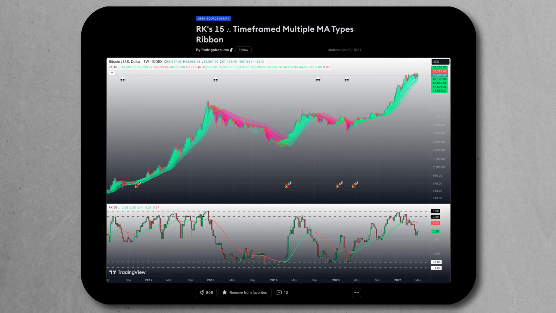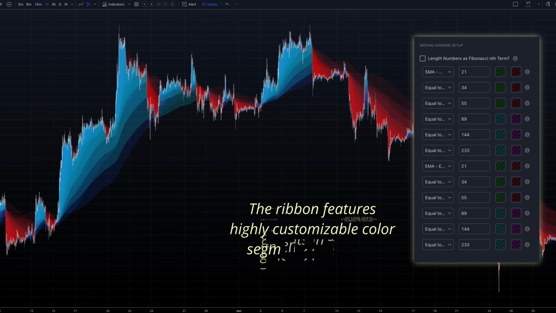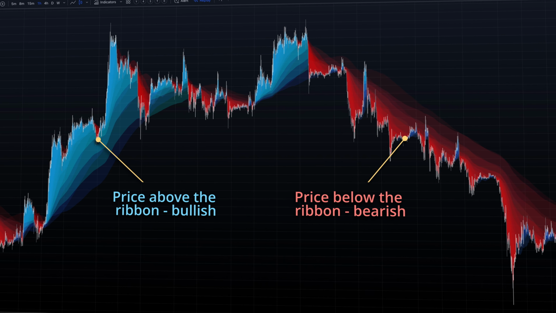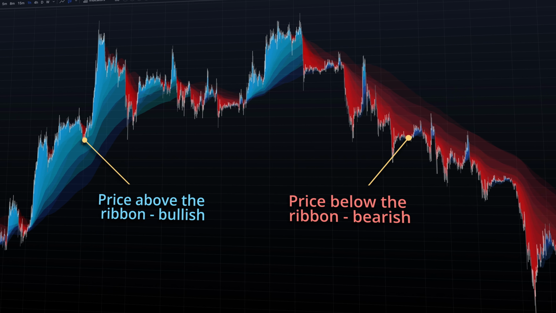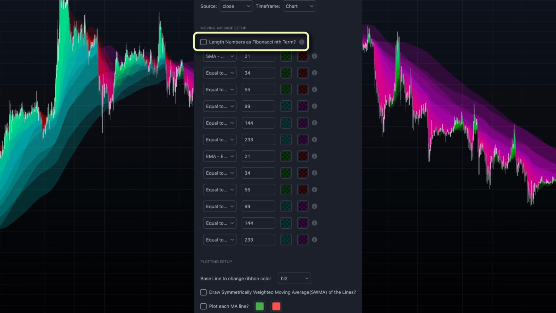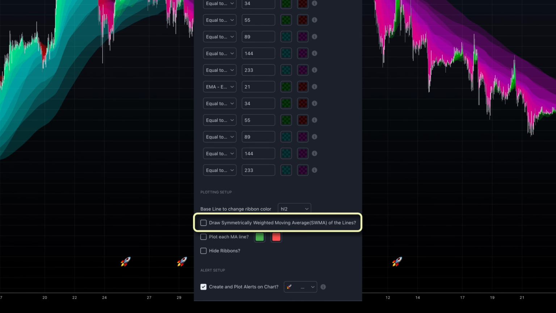Ribbon by Rodrigo Kazuma, it visualizes moving averages as lines and ribbons, with colors changing based on price position relative to a user-defined source. Bullish colors appear when price is above the averages, and bearish colors when below, all fully customizable.